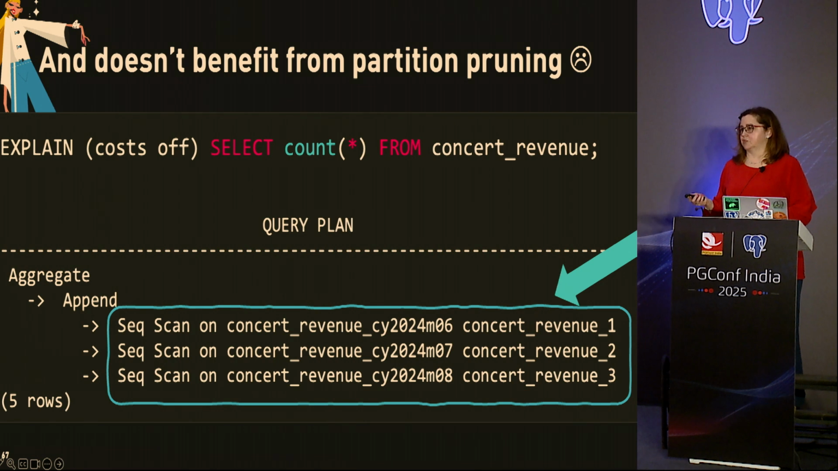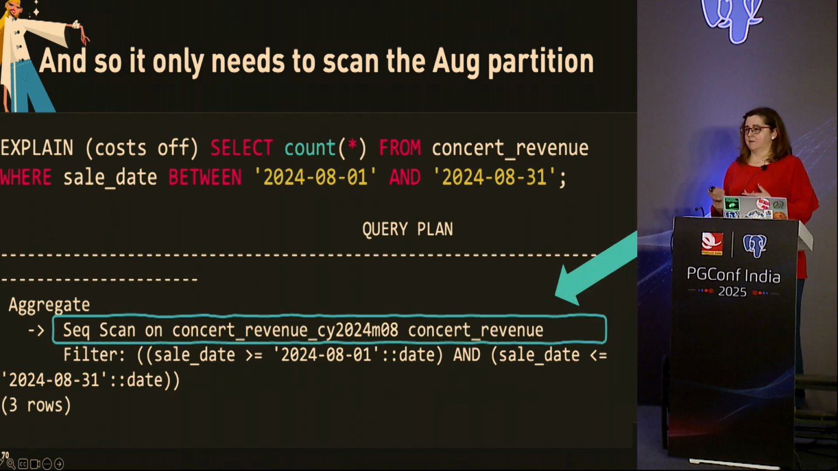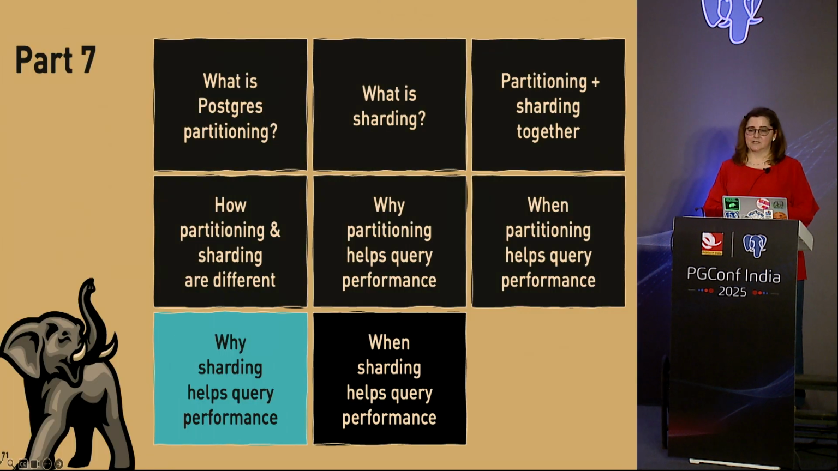But we don't want to look at June, and we don't want to look at July. We only want to look at August. So in this case, this explain query does have a where clause. And as a result, when I run the explain, you can see that I'm only scanning the August partition. And I can completely ignore the other partitions, and that's when partition pruning really kicks in. You have to be smart about your queries.